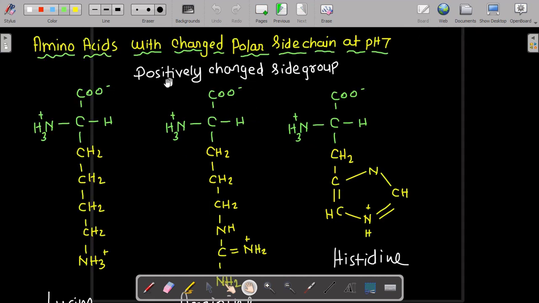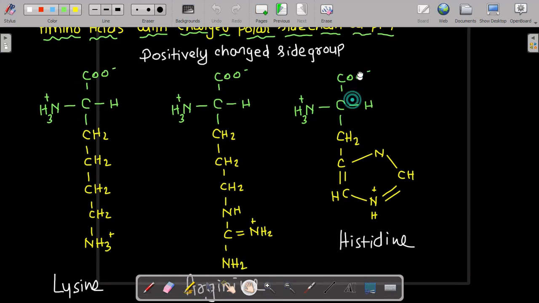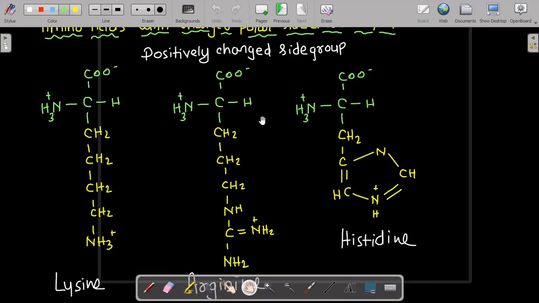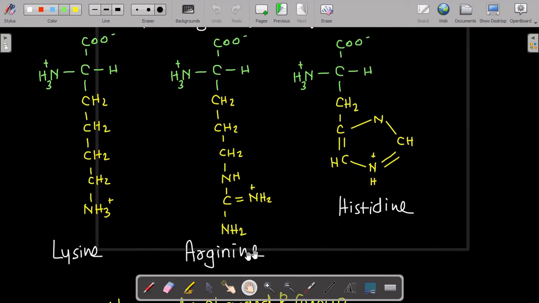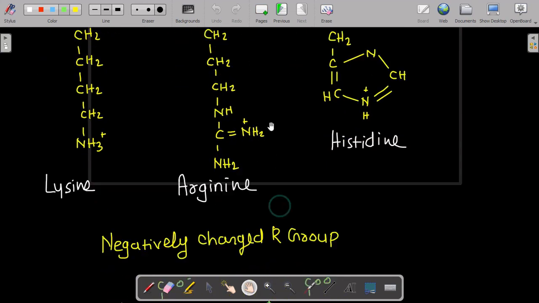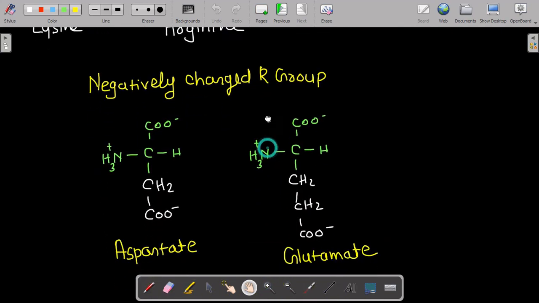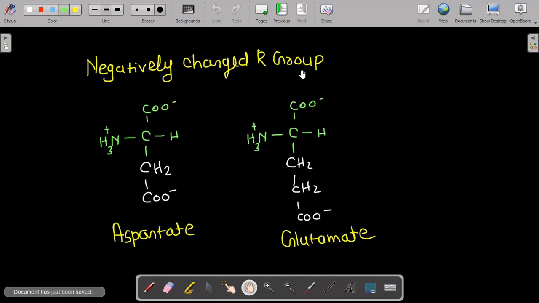Now let's look at the amino acids with charged polar side chains at pH 7. These 3 amino acids have positively charged side groups: lysine, arginine, and histidine. And then let's look at the negatively charged R groups. The side chains of aspartate and glutamate are negatively charged.